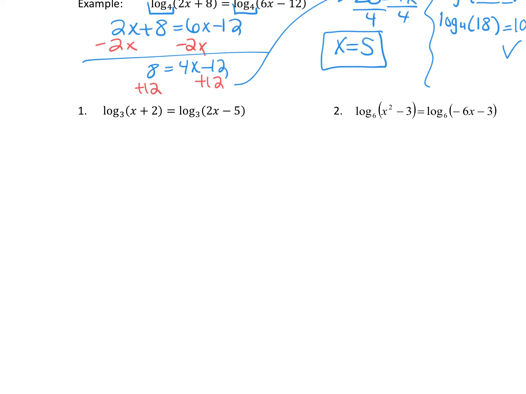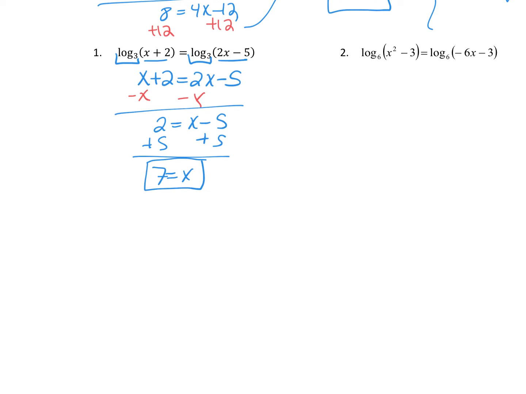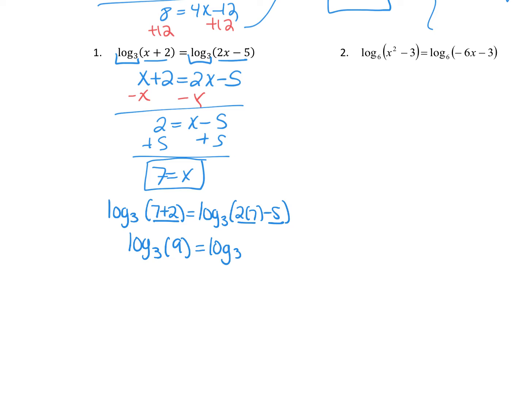In this next example, again, we have our bases the same. So I'm going to set the insides equal to each other. So I'm going to have x plus 2 equals 2x minus 5. I'm going to move the variable first, move the constant, and I'll get that x is equal to 7. Now again, I want to check it similarly to above. So I'm going to put 7 in for x. Seven plus 2 is 9. 14 minus 5 is also 9. So 7 is the solution to number 1.